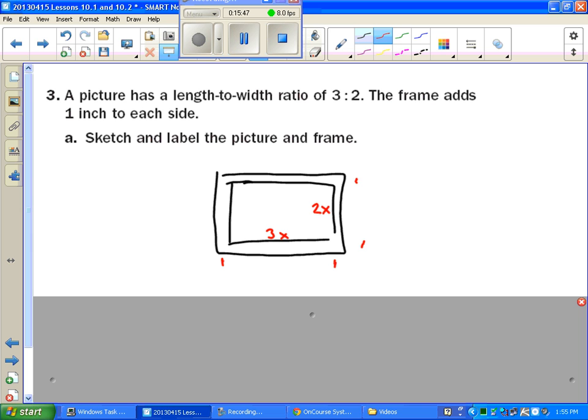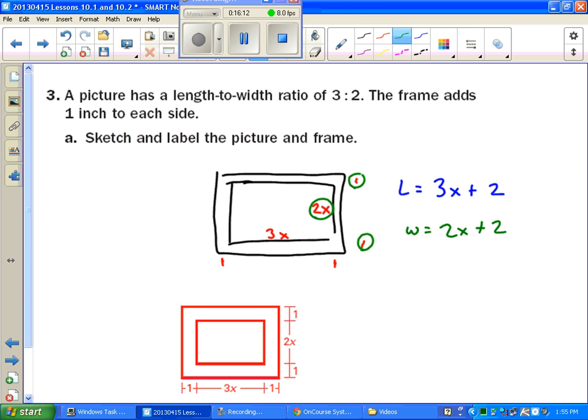And it's 1 inch. So as you look at the length, the length would be 3x plus 1 plus 1, or 3x plus 2. That's your length value. Your width value would be 2x plus 1 plus 1, or 2x plus 2. That's your width value. Should have a picture that looks similar to that. The next step's actually going to tell us to go ahead and label it, I'm sure.